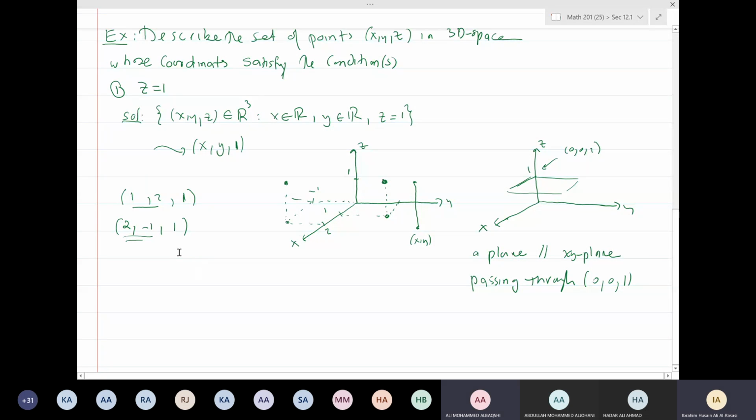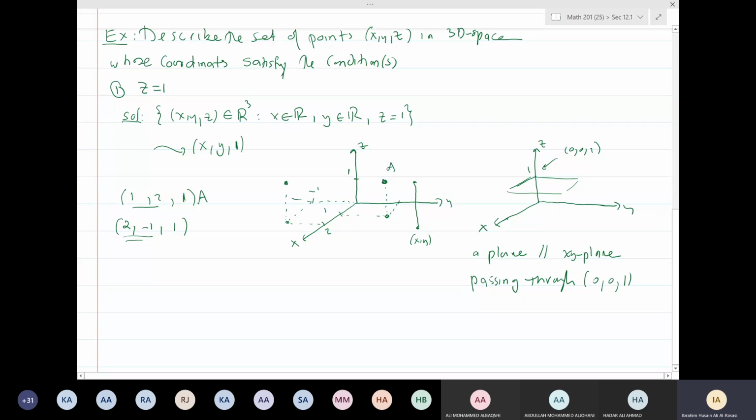These are general points, x, y, 1, because x is free, y is free, z is fixed. Z is fixed at 1. The x and y are free. So I said I will choose some points since they are free. I will choose some points just to discover a pattern. If I choose (1, 2, 1), x is 1, y is 2, I look at this point. This is 1, this is 2. Then you go 1 unit upward. I am here. This is A.